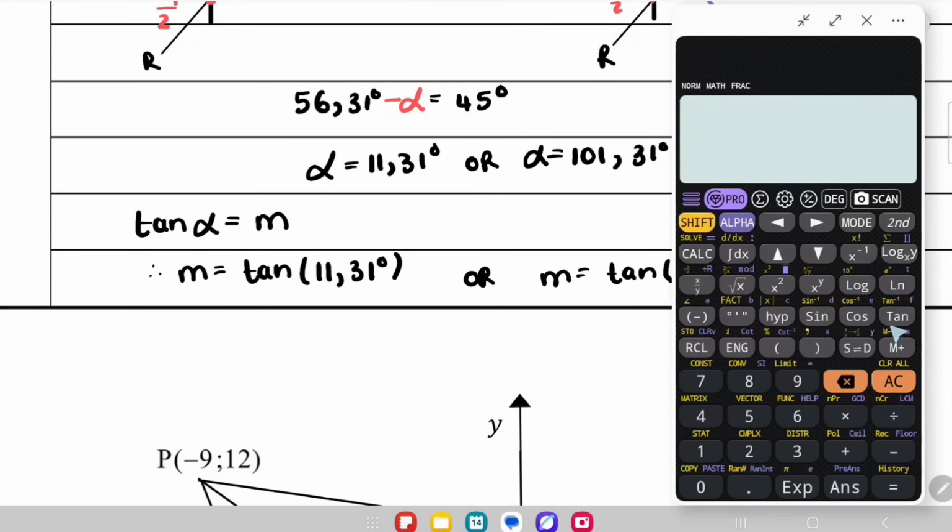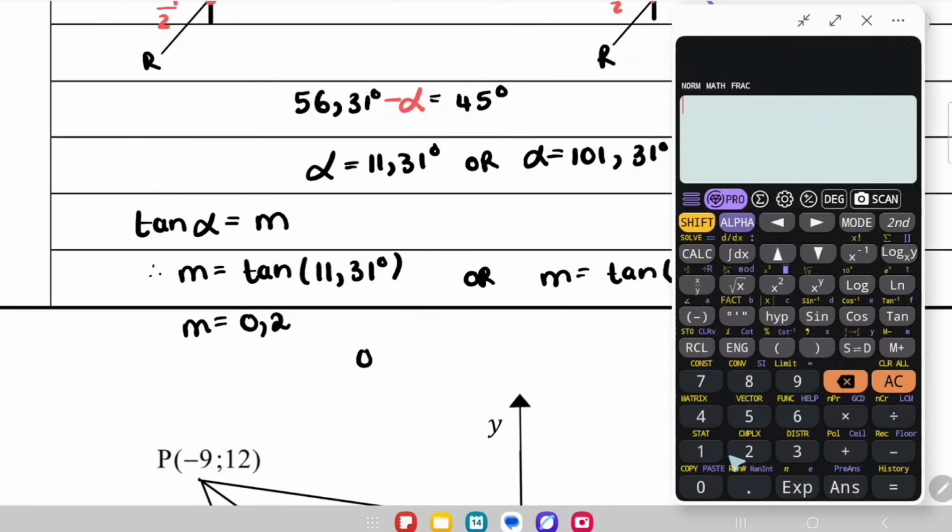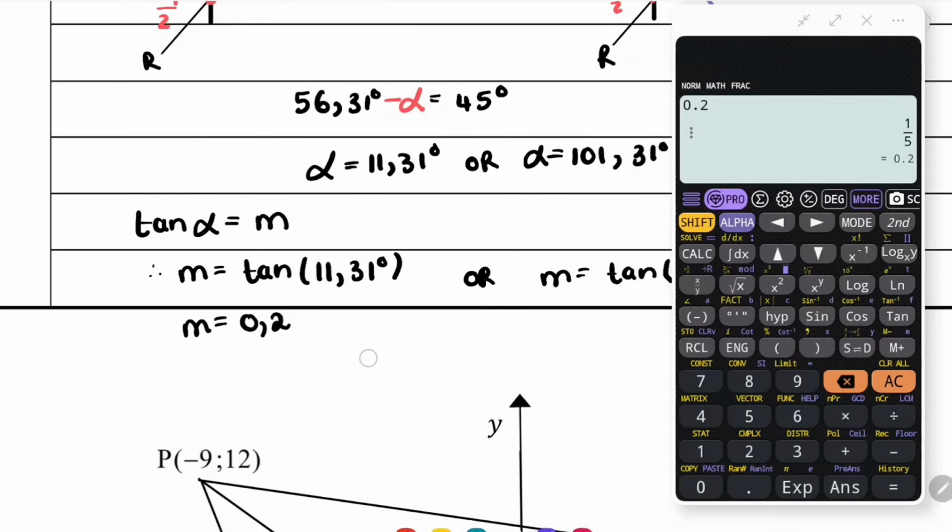So the first one was saying tan 11.31 degrees. And that gives us 0.2000. So this is 0.2, okay? And 0.2, that's really just 2 over 10, and that's 1 over 5. So you can just check, 0.2 as a fraction is 1 over 5. That's the first gradient it could be.